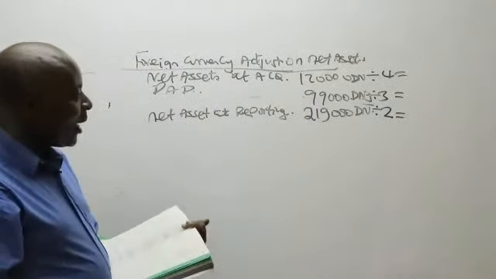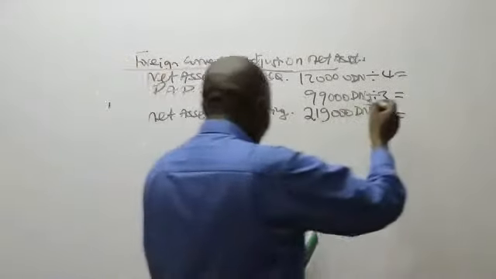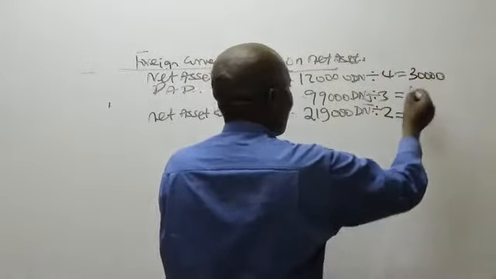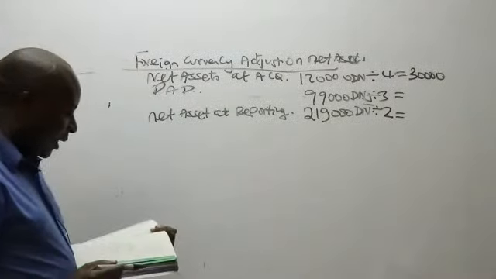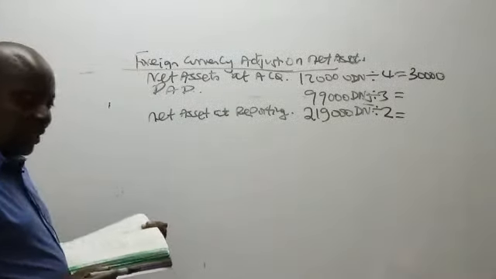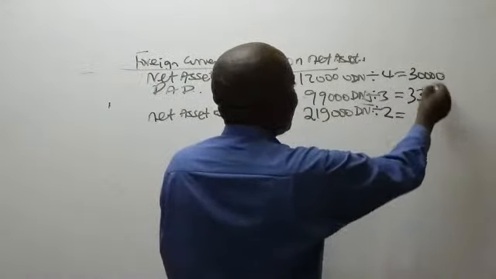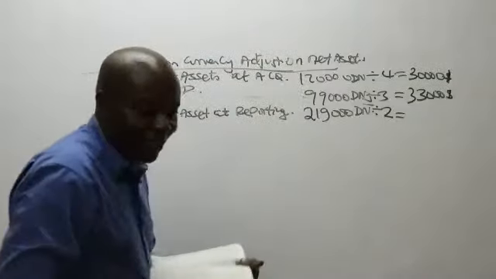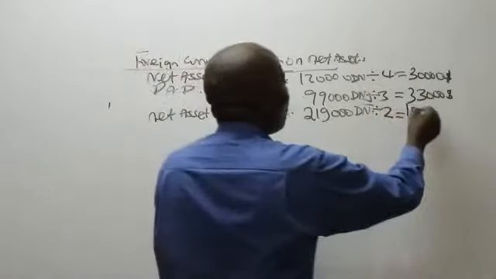Wananiambia ya kwanza ni ngapi? Ya kwanza wananiambia ni 30,000. Ya pili je ni ngapi? 33,000. Thank you very much. Kumbuka sasa ni madola. Dollar C. Ya mwisho je inakuja? 109,500. Thank you very much.